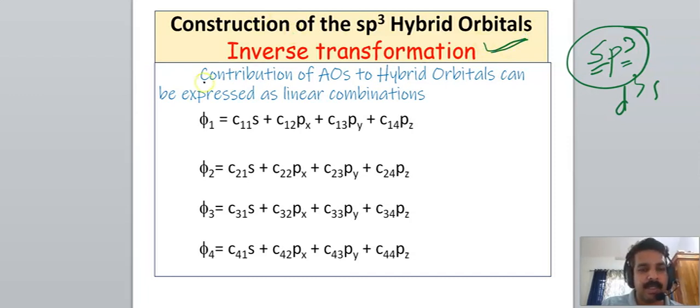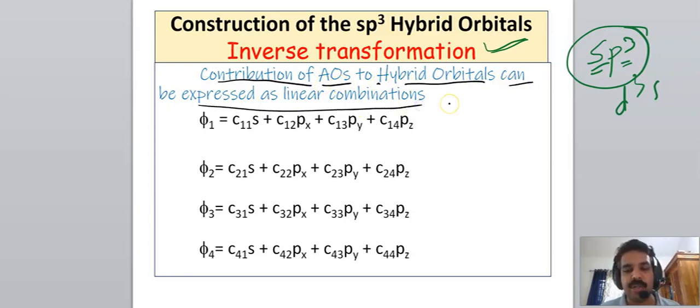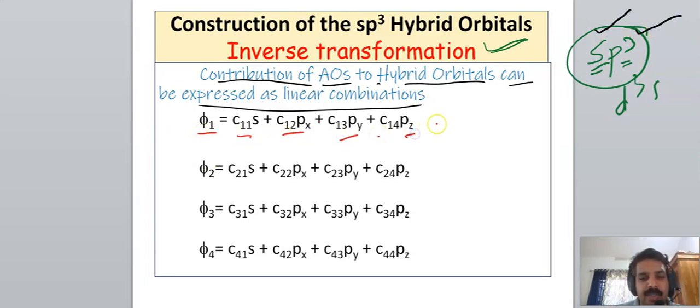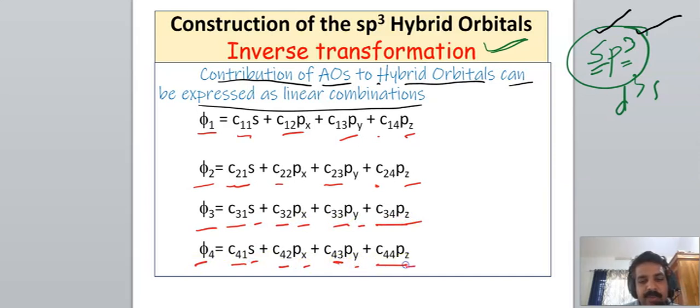See here, the contribution of atomic orbitals to the hybrid orbitals can be expressed as a linear combination, or the hybrid orbitals are formed by the linear combination of an s orbital and 3 p orbitals. And we can write phi1, the first hybrid orbital, is equal to C11 s, C12 px, C13 py, C14 pz. Similarly, phi2 is C21 s, C22 px, C23 py, C24 pz. Phi3 is equal to C31 s, C32 px, C33 py, C34 pz. Phi4 is equal to C41 s, C42 px, C43 py, C44 pz. We want to find out the coefficients C.